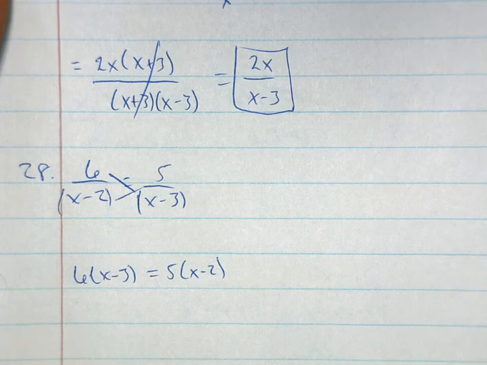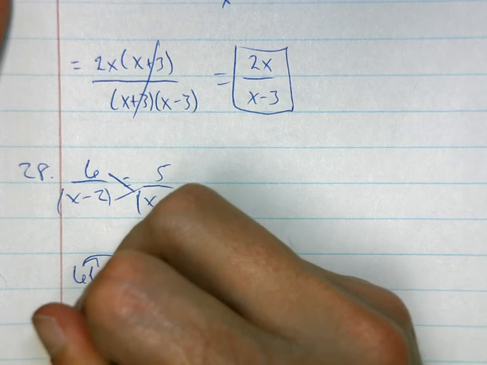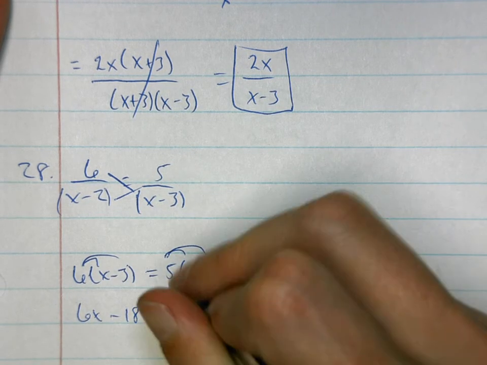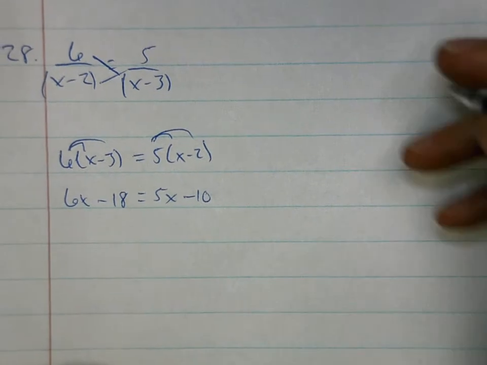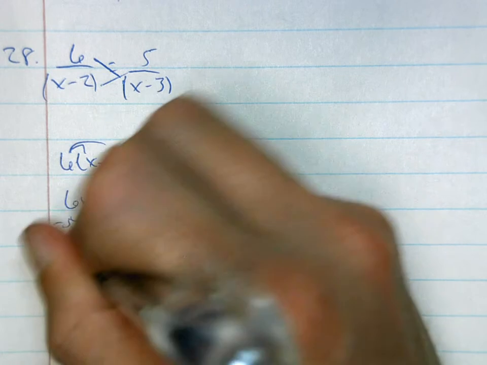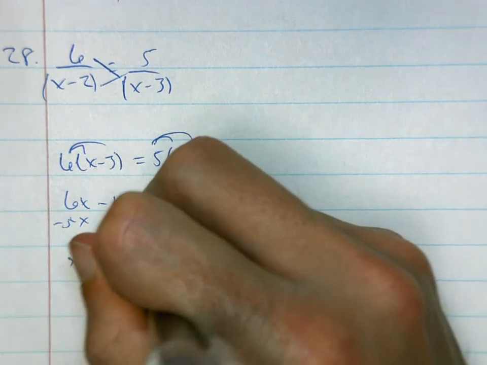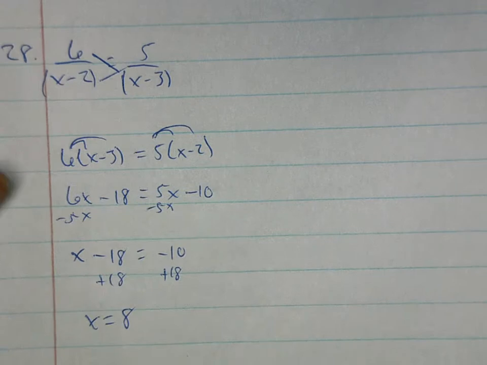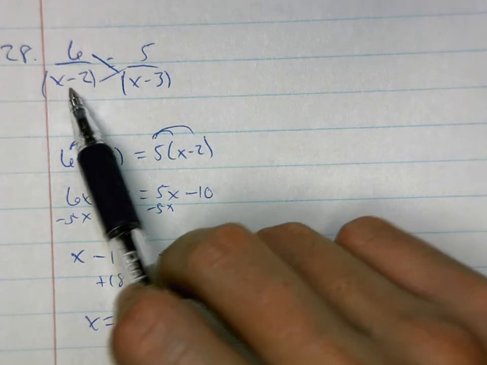Distribute. 6 times x is 6x. 6 times negative 3 is negative 18. 5 times x is 5x. 5 times negative 2 is negative 10. Subtract 5x from both sides, and we get x minus 18 equals negative 10. Add 18 to both sides. X equals 8. And we check to make sure it's not an extraneous solution. It's not, because it's not 2 or 3. So we have one solution.